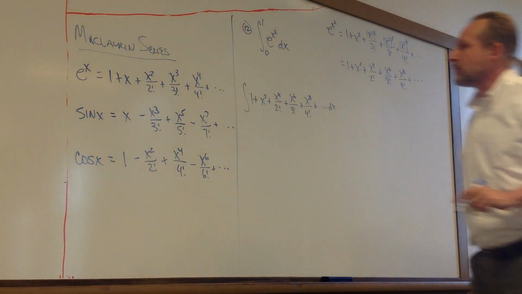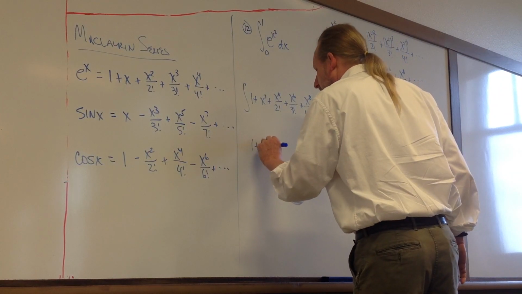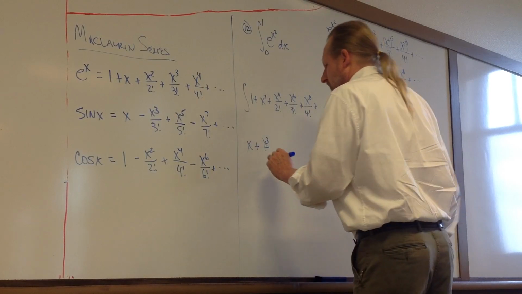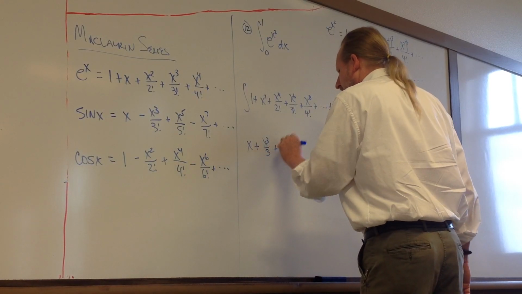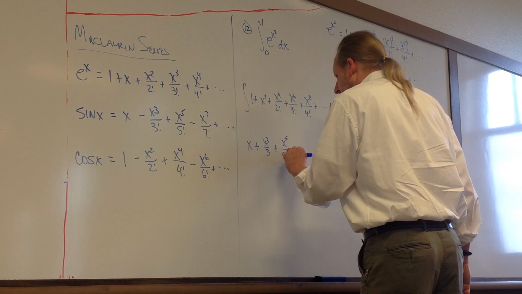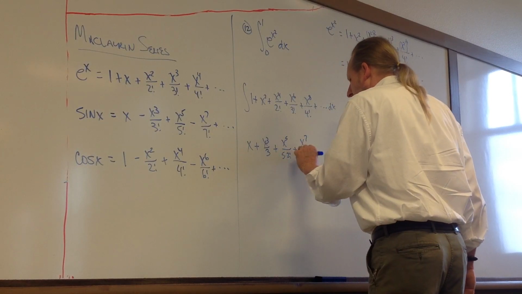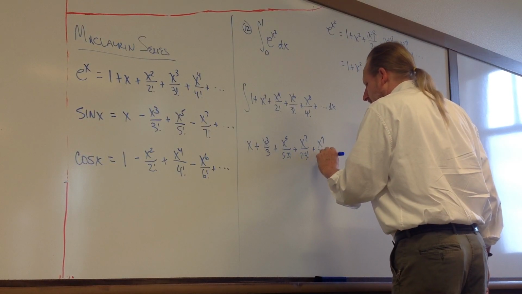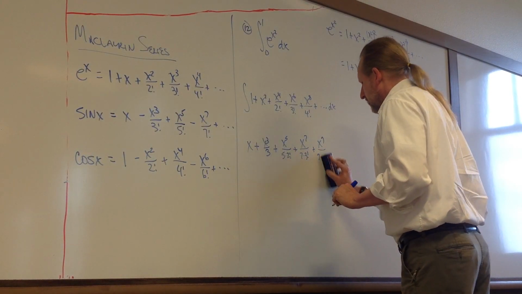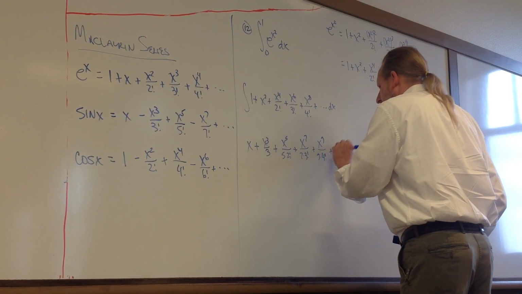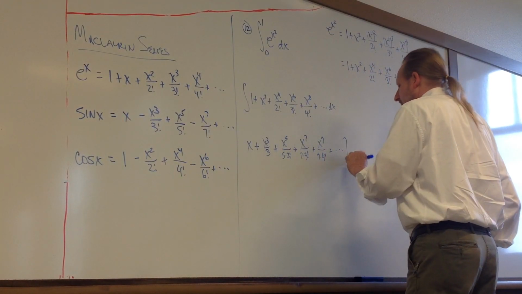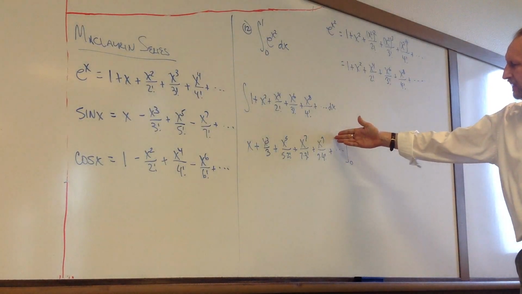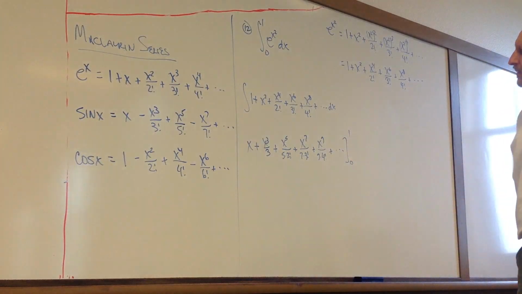Okay, all right, so let's do the integral. x cubed, not 1, but x. x cubed over 3, and then x to the 5th over 5 times 2 factorial, x to the 7th over 7 times 3 factorial, x to the 9th over 9 times 4 factorial, dot, dot, dot. And then if we need more terms, we can just keep going with that. It'll be x to the 11th over 11 times 5 factorial, and so on.